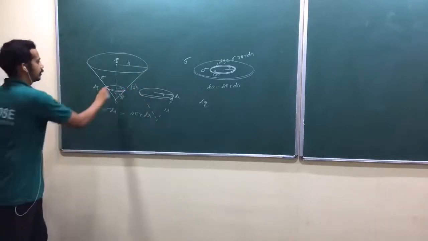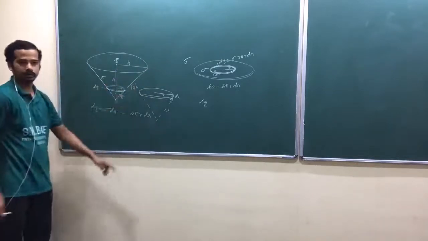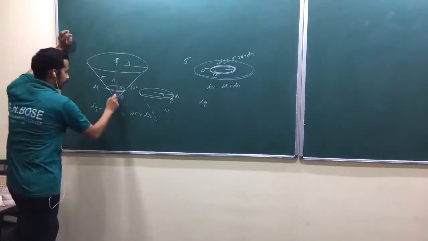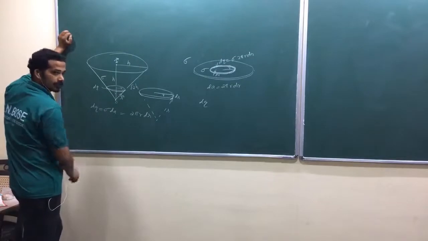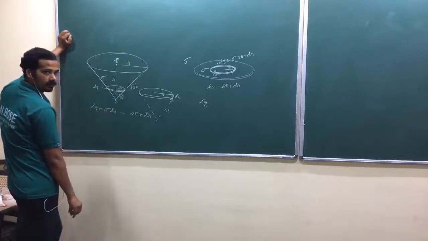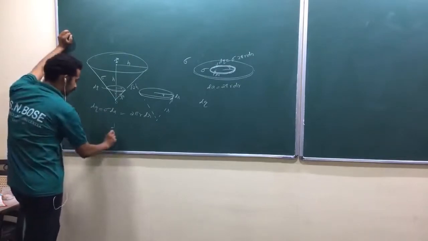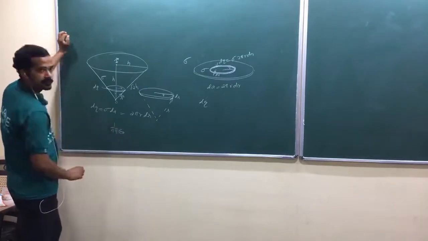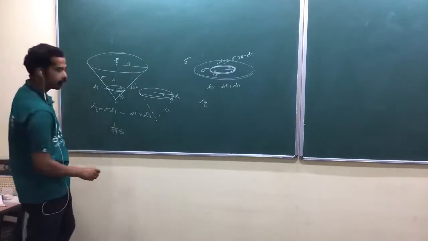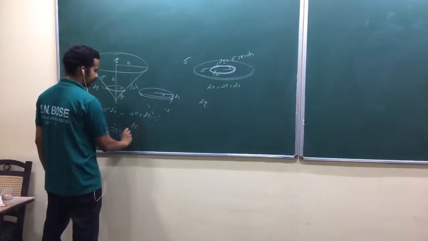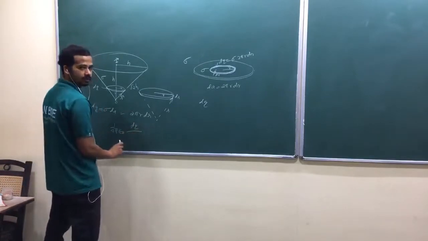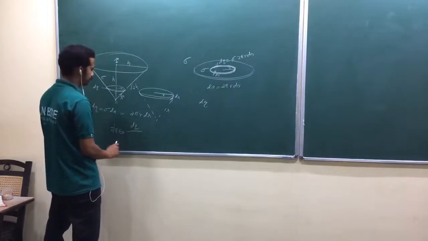This is h. This is h. This is root 2 into h. So now look at here. What is the potential due to a ring? Any idea, yesterday? 1 by 4 pi epsilon naught, lambda into 2 pi r divided by root of something. Am I right? So dq divided by root of z square plus r square. That's what we have written, isn't it?